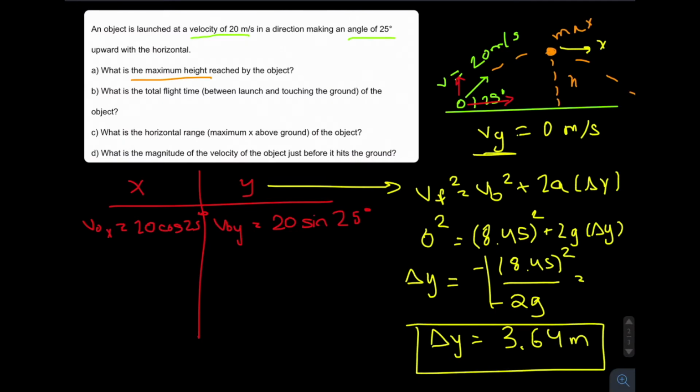And you see that we just used an XY table and didn't even take that much work. We just knew our concepts of how at the max height it's 0 meters per second. We know the initial velocities, and then we can use one of our kinematics equations to find the max height.